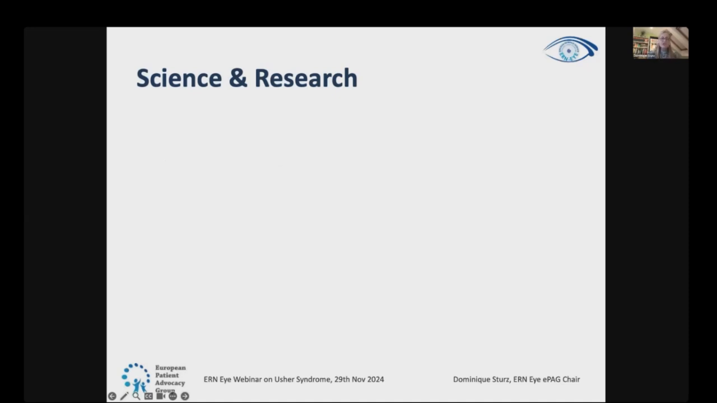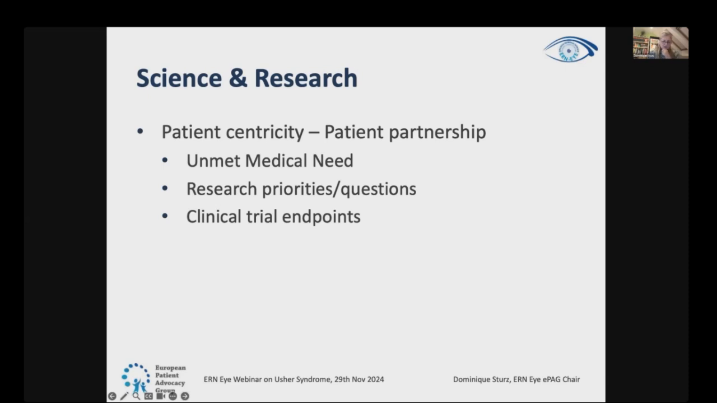And last but not least, what is relevant in science and research? Well, science and research as such is of course very relevant for patients to find treatments, especially to stop or reverse vision loss, which is the most unmet urgent need for patients with Usher syndrome. And there, I would say, it's all about patient, we call it patient centricity and patient partnership.